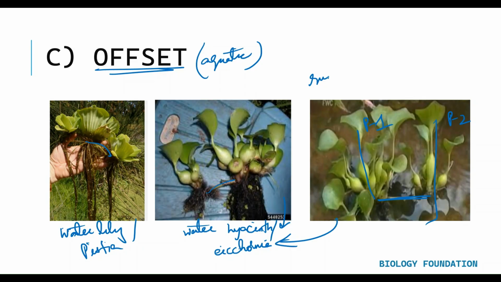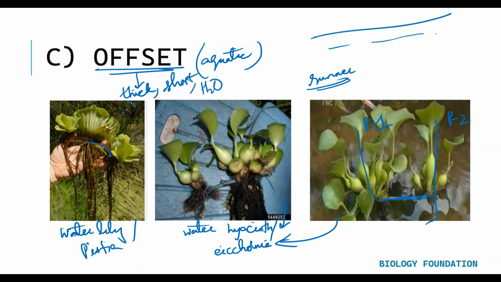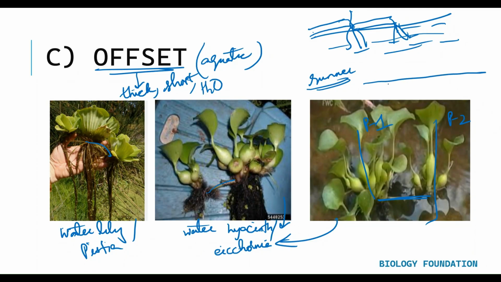It's the same as a runner, but the difference between runner and offset is that in an offset the stem is very thick and short, and it's growing in water. Now consider this is a water body. You have water here. Here the stem is very thick and it runs only for a shorter distance. It runs for some time, then touches the soil, a new plant develops, again runs for a short time, touches the soil, a new plant develops. Whereas runners, what are runners? They grow in the soil. If this is the soil surface, they grow.